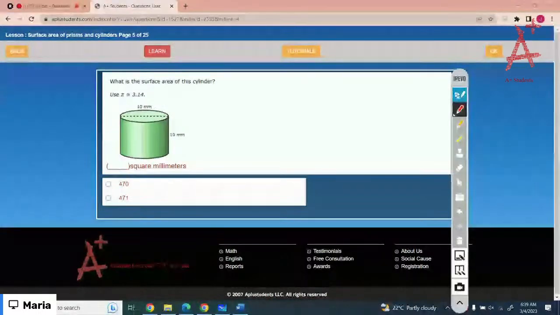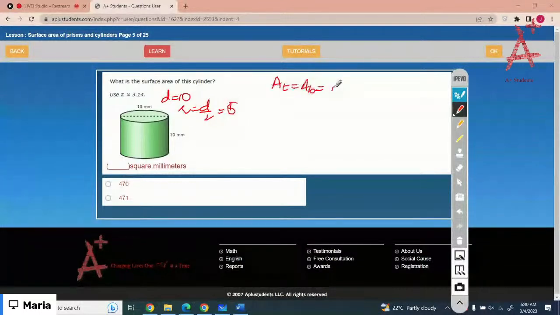You are given the diameter, that is 10. You have to calculate the radius. Radius is diameter divided by 2. That would be 5. Now you have to do area of top, area of bottom. That would be pi r square. Pi is 3.14 times 5 square. Let's just calculate the value. 25 times 3.14 is 78.5. Got it?